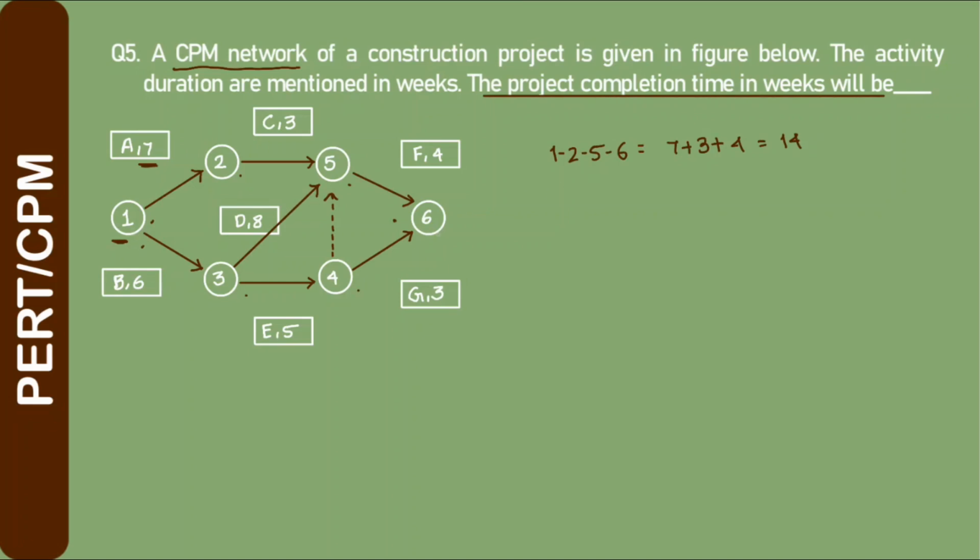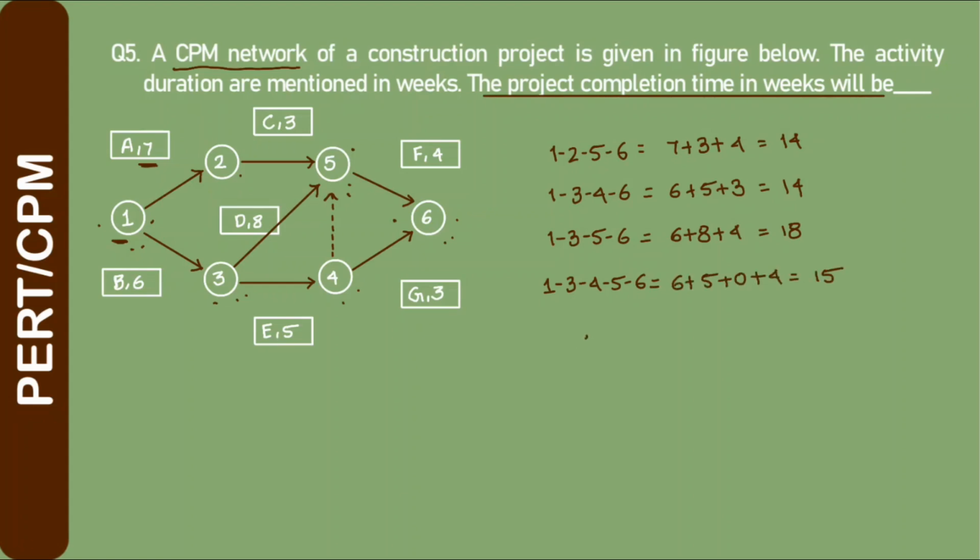If we follow the path of 1, 3, 4, 6, the total weeks required is 14. If we follow the path of 1, 3, 5, 6, the total weeks required is 18. And if we follow the path of 1, 3, 4, 5, 6, the total weeks required is 15. So the project completion time in weeks will be the maximum time it takes to complete the project. Hence the completion time is 18 weeks.